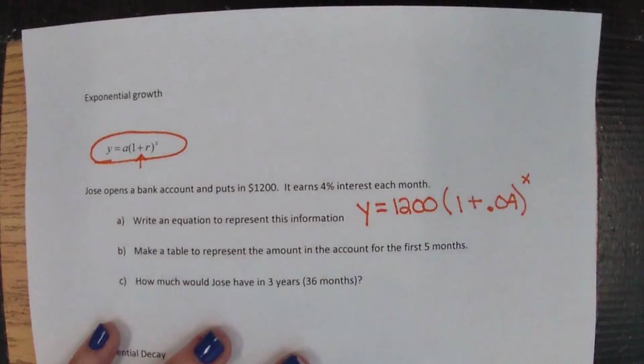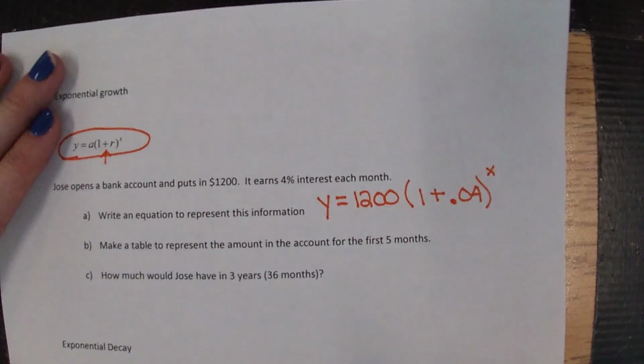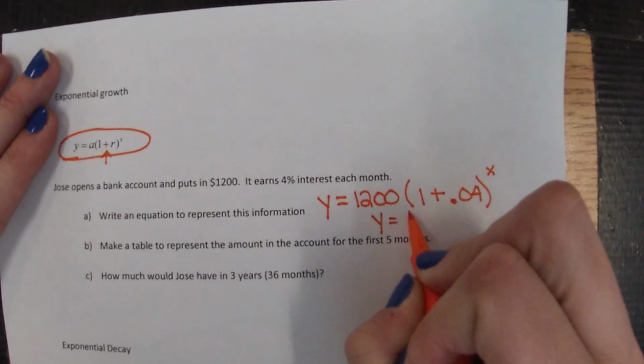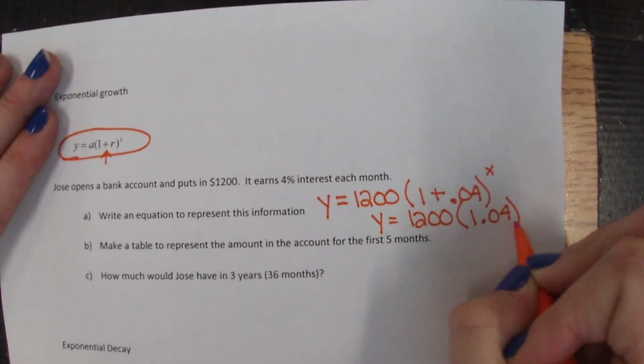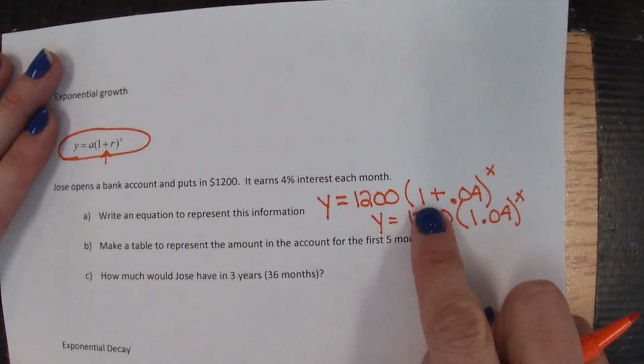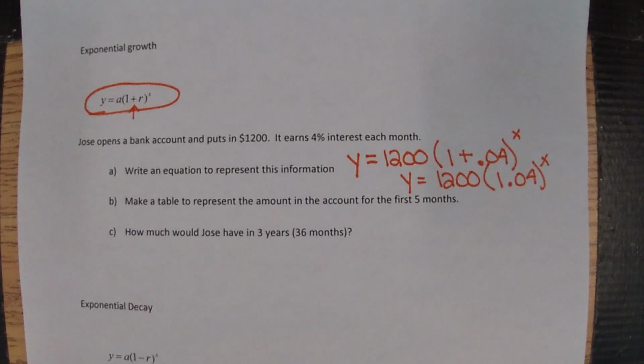Now inside the parentheses, that's something that we can simplify. We can do 1 plus 0.04. So we'll say 1,200 and then 1.04 all to the x. 1.04 is just 1 plus 0.04. So my equation is y equals 1,200 times 1.04 all to the x.